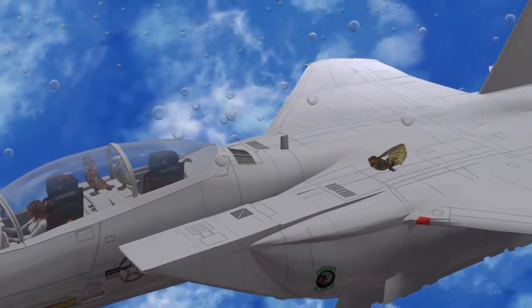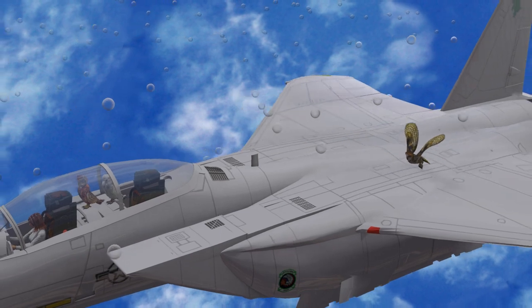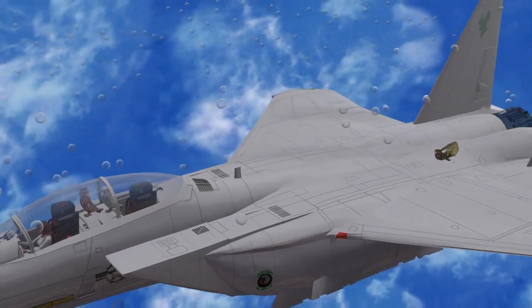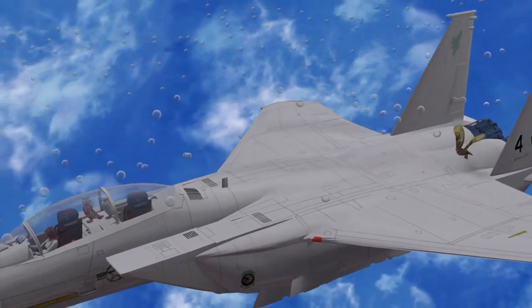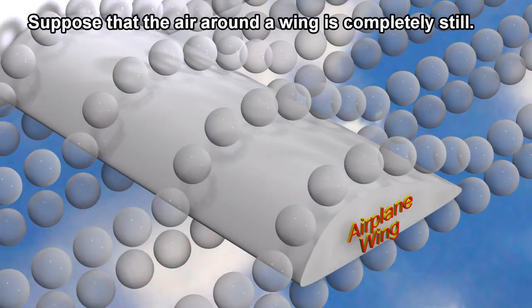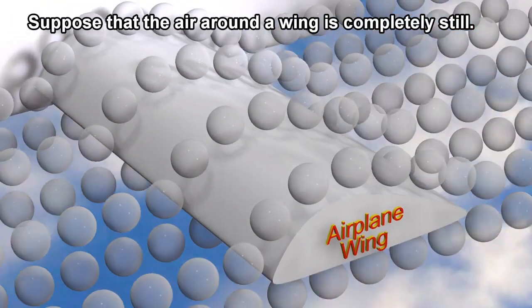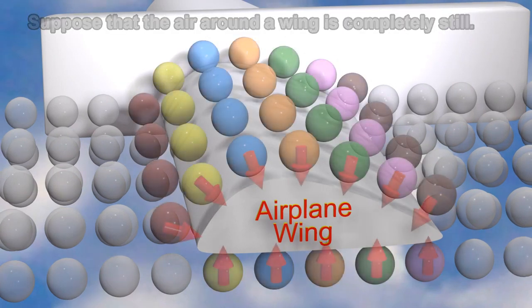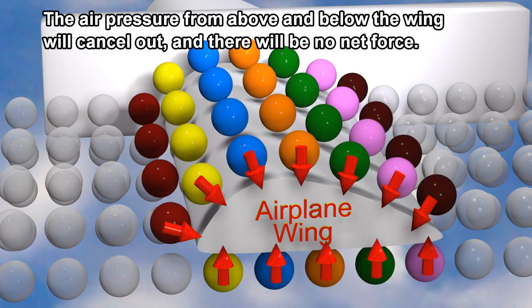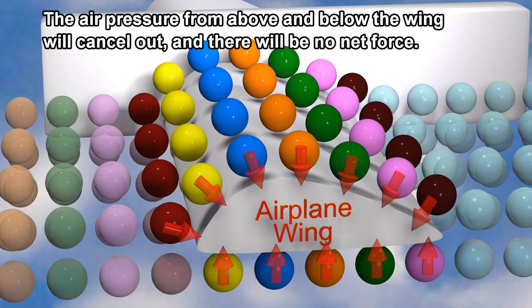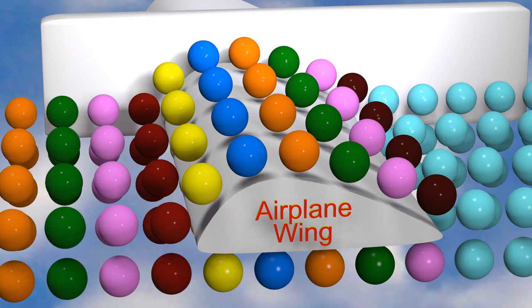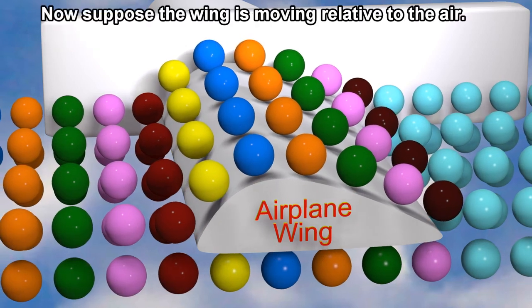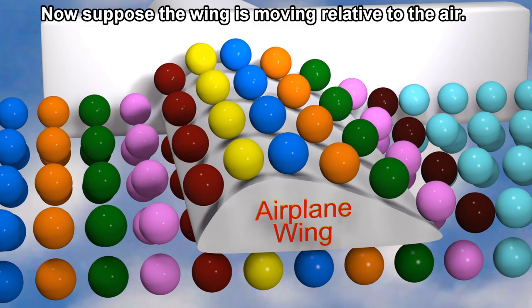More lift is achieved when air molecules flow faster across the wings. Suppose that the air around a wing is completely still. The air pressure from above and below the wing will cancel out, and there will be no net force. Now, suppose the wing is moving relative to the air.